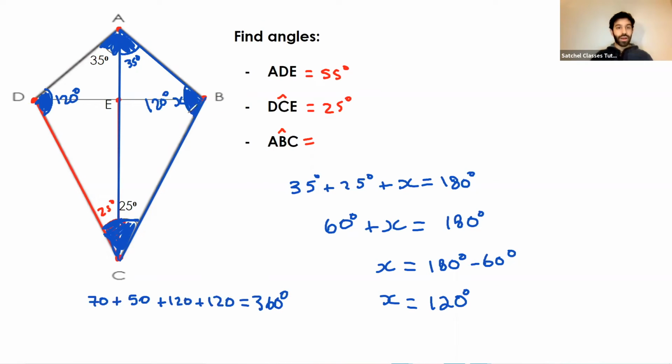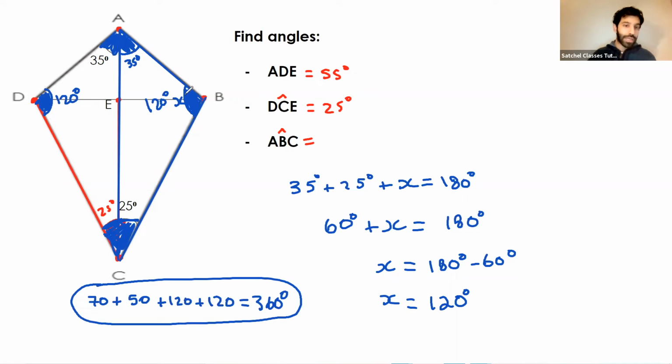So this angle that I've worked out is correct because it fits in with the angle facts that we know about quadrilaterals. So why I've done this is just to check that if this angle is 120 and this angle is 120, will the sum of all the angles in the kite add up to 360, which in this case it does. All right, let's do another example.